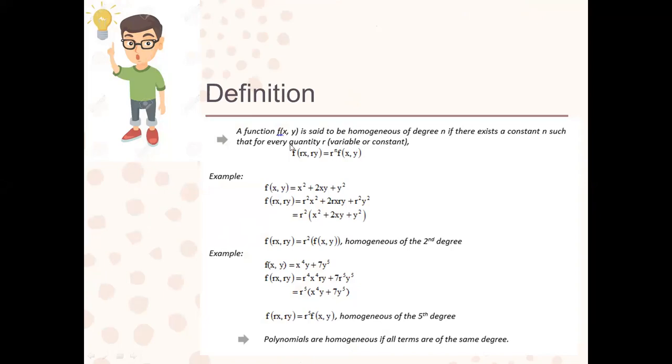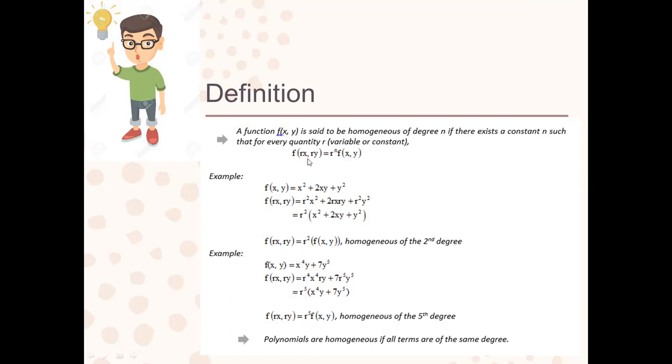Now, a function of x and y is said to be homogeneous of degree n if there exists a constant n, where n is a positive whole number, such that for every quantity r, variable or constant, you will have this corresponding relationship. Now, let me explain what you have here. Originally, you're given a function of x and y. This tells you that your x and y are now multiplied by a constant r, or by a variable r.